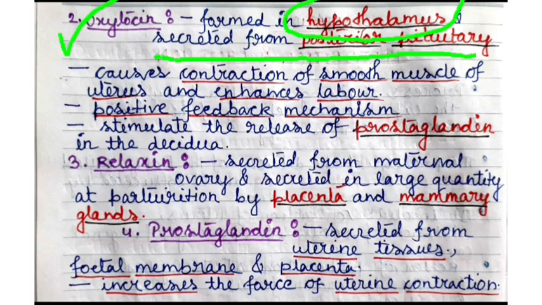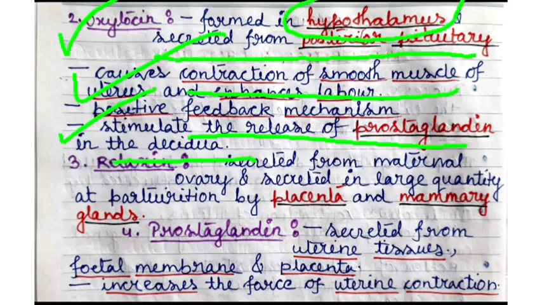It causes contraction of the smooth muscle of the uterus, and that enhances the labor. The number of oxytocin receptors in the wall of the uterus increases by the influence of estrogen. Because of this, the uterus becomes more sensitive to oxytocin, and oxytocin also stimulates the release of prostaglandin from the decidua.